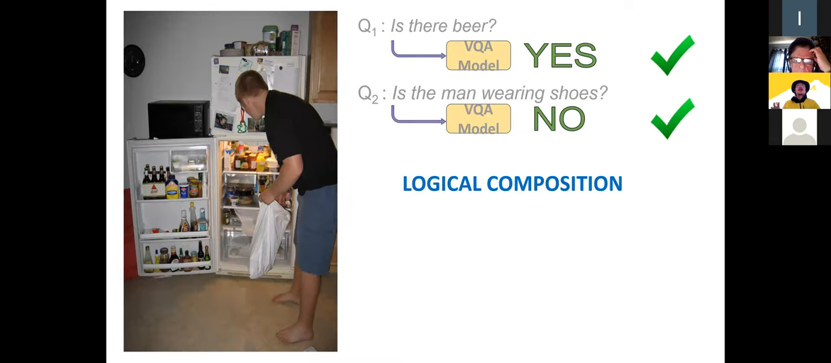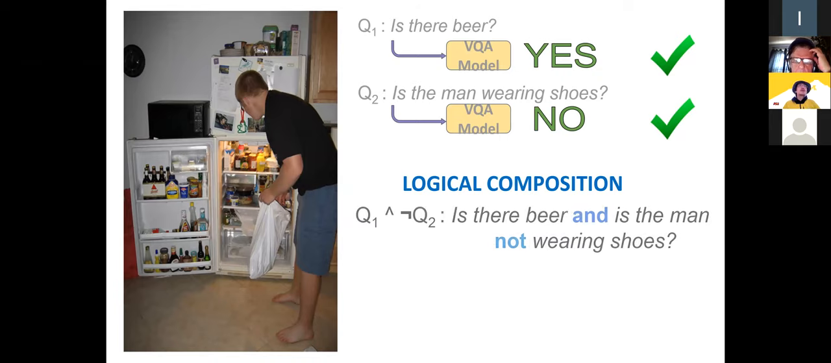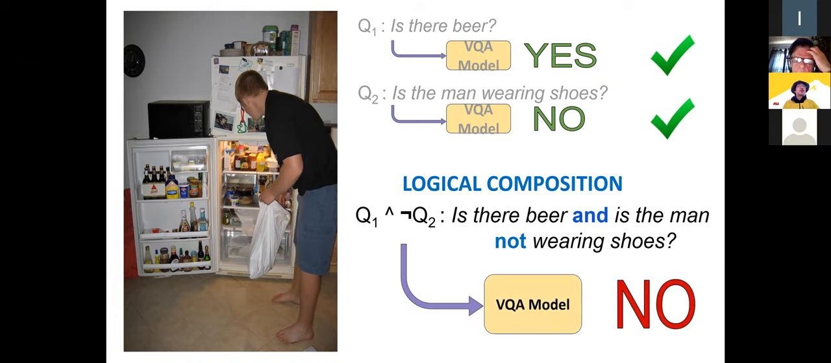So here is a visualization of why things didn't work. We can also have a combination of logical operands in the statements or questions, and found that the VQA model is not able to answer them correctly.